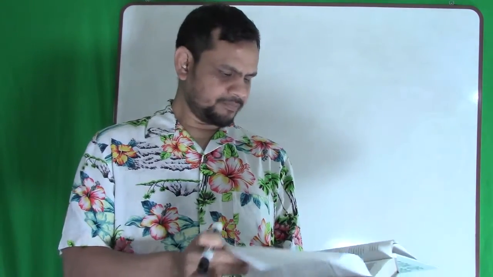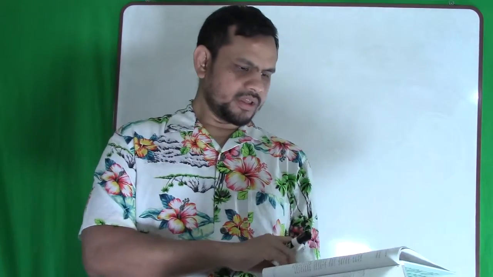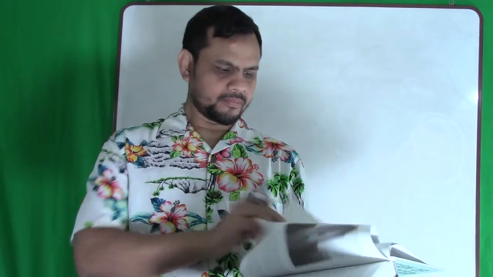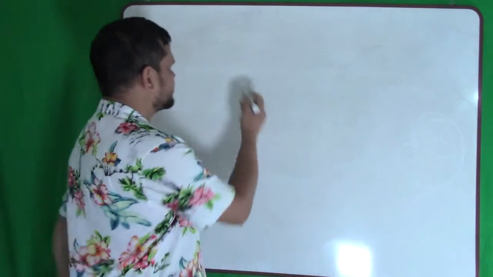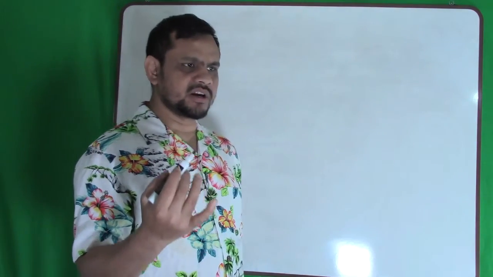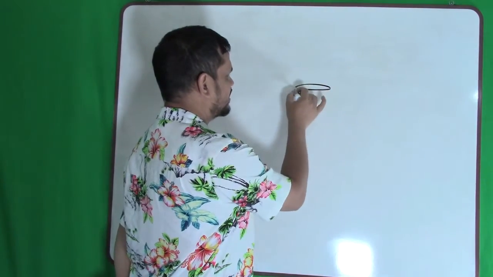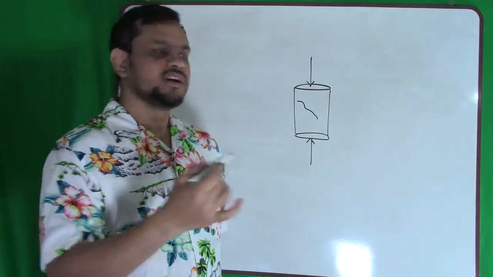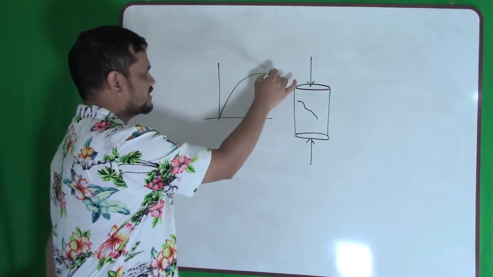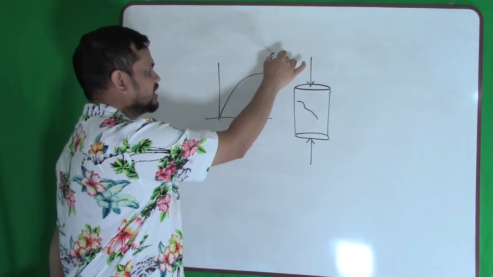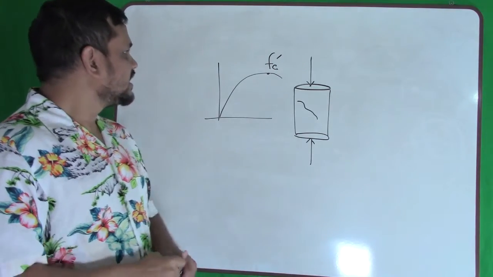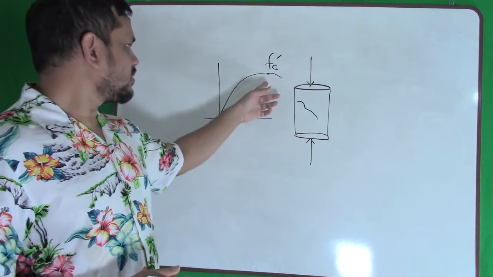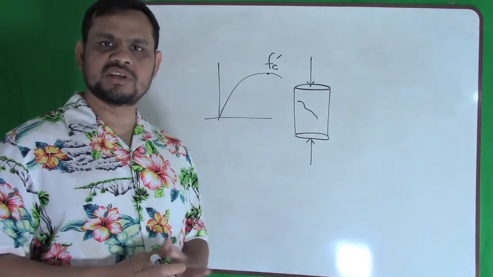So if I scroll the book, advantage, disadvantage, then the compression strength. I know that you studied plain concrete in your lower division classes. You took a concrete cylinder and applied some load, and you failed it, and you got a stress strain curve similar to this. So this strength is called f'c. That is the compression strength of the concrete cylinder, and we need to use it in our reinforced concrete design.